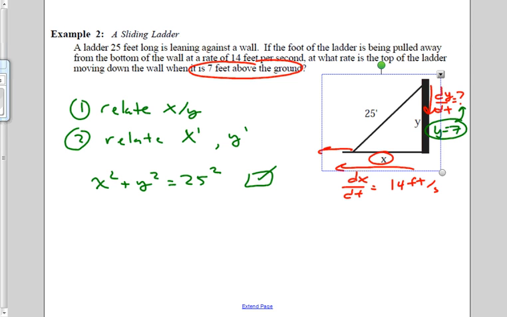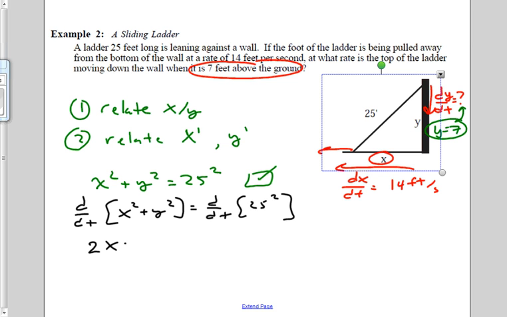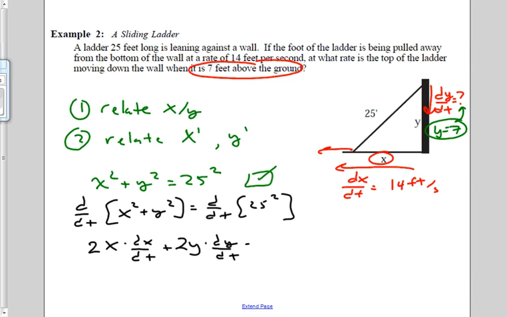And then our second equation, we need to take the derivative with respect to time of both sides. So we want to find d/dt of x squared plus y squared, and that should equal d/dt of 25 squared. So we're differentiating with respect to time because we're looking at speed. So we get 2x times dx/dt plus 2y times dy/dt, and that equals the derivative of a constant, so equals 0.